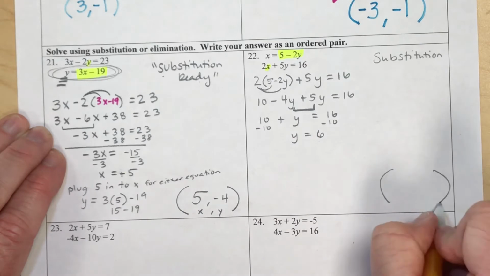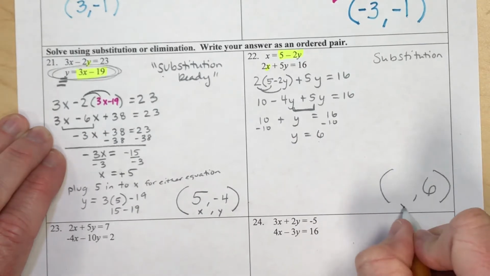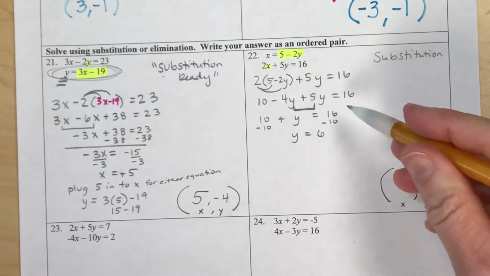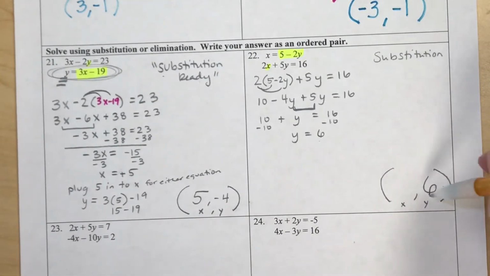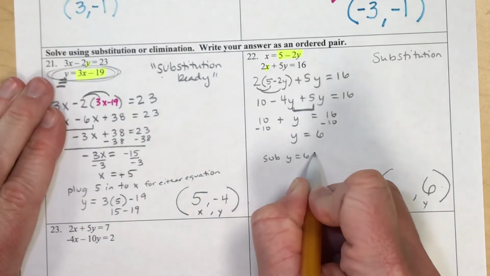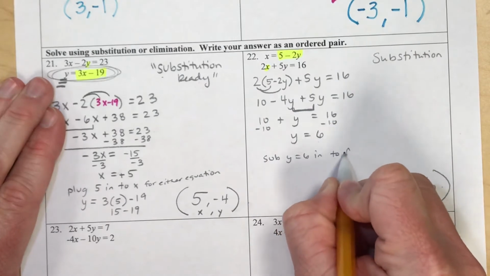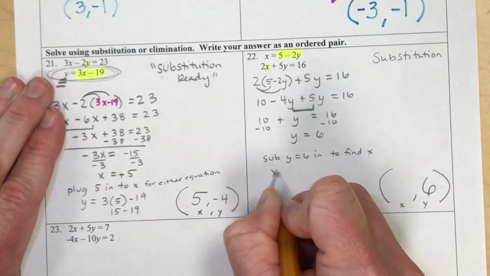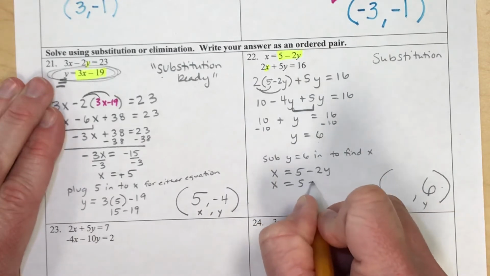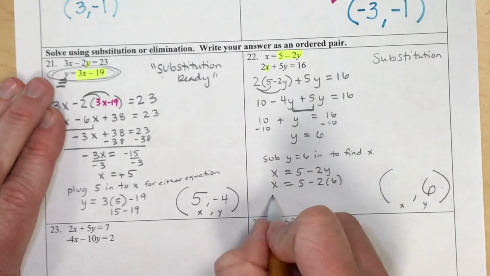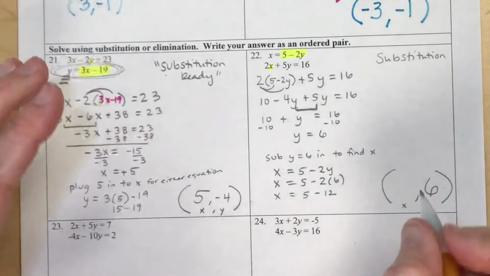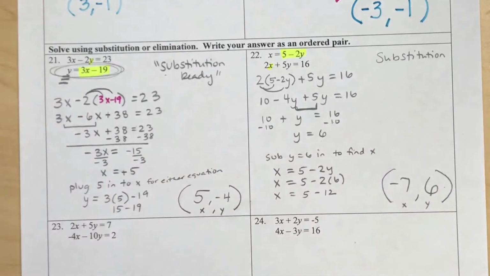Now again, your solution is a point. And we solved for y. So make sure that you don't put that in the wrong spot of your point. That says the letter y. Make sure it goes in the y of the point that you're solving for. Now I'm going to sub y equals 6 in to find x. So x is equal to 5 minus 2y. Well, I know what y is now. It's 6. And what is 5 minus 12? Counting, negative 7. And there's your point.